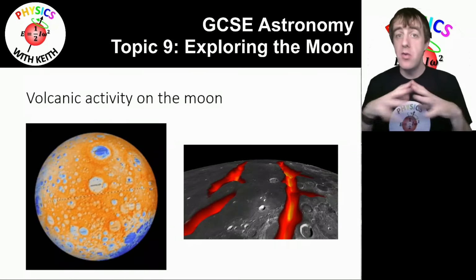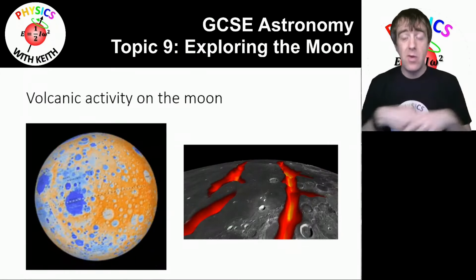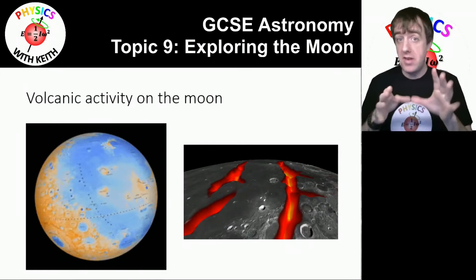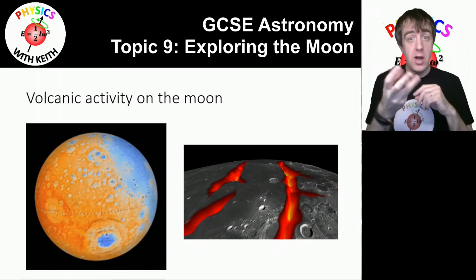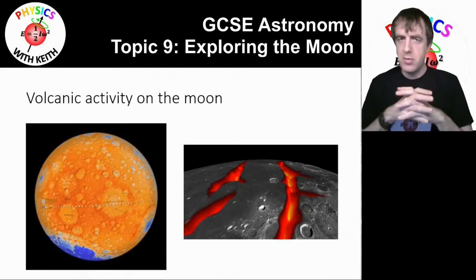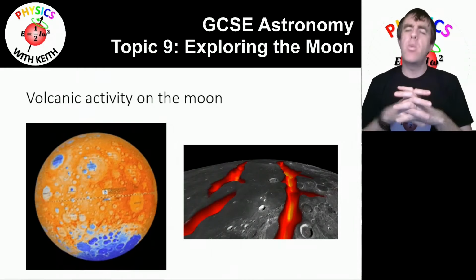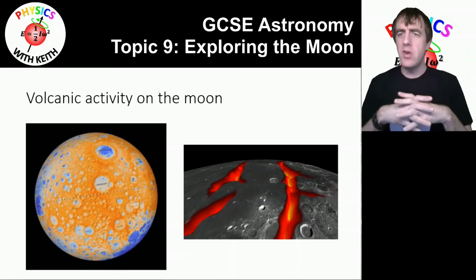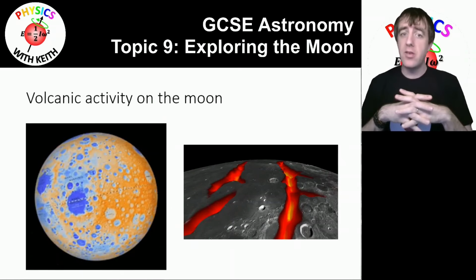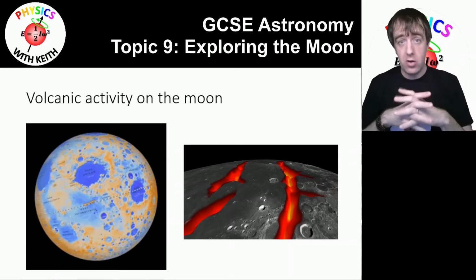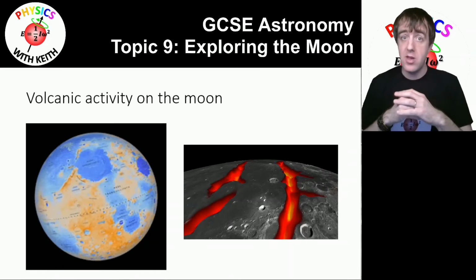Now, the far side of the Moon, of course, we can't see. Actually, we can see 18% of the far side of the Moon due to lunar libration, which I talked about in a previous video. But most of the far side of the Moon is invisible to us because the Moon is tidally locked. So we always see the same face of the Moon.